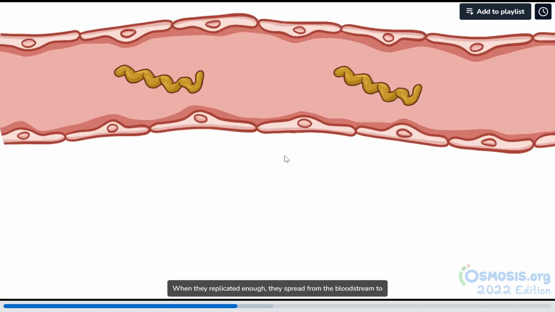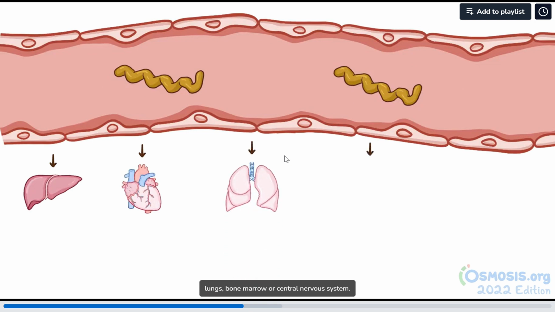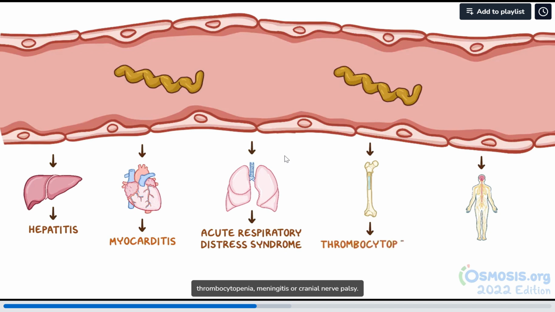When they've replicated enough, they spread from the bloodstream to various organs such as liver, heart, lungs, bone marrow, or the central nervous system. So left untreated, the disease could progress to serious complications like hepatitis, myocarditis, acute respiratory distress syndrome, thrombocytopenia, meningitis, or cranial nerve palsy.